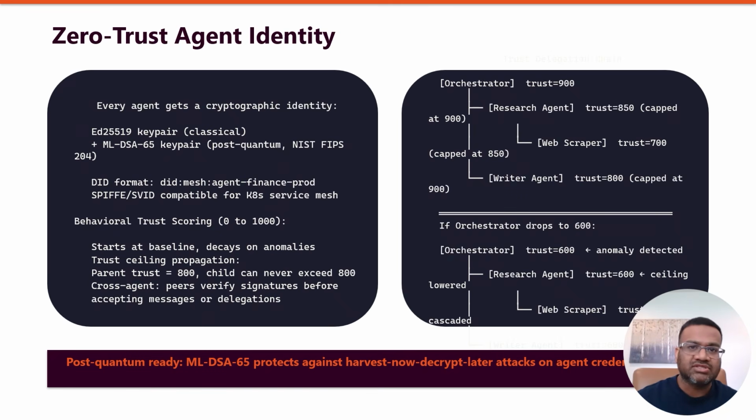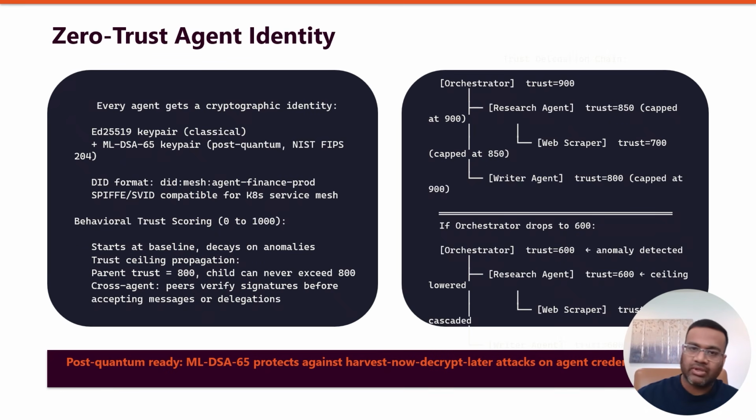On the right side, you see how trust delegation works. The orchestrator starts at trust 900, spawns a research agent, which gets trust 850, but can never see the parent's 900. The research agent spawns a web scraper at trust 700. Now, here's the critical part. If the orchestrator's trust drops to 600 because of anomalous behavior, every agent in its delegation chain is immediately capped at 600. Trust ceilings cascade downward. A compromised parent cannot allocate more trust than it has.